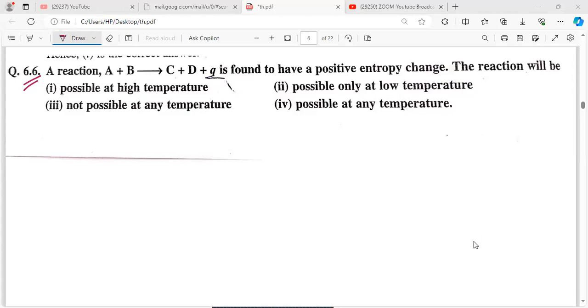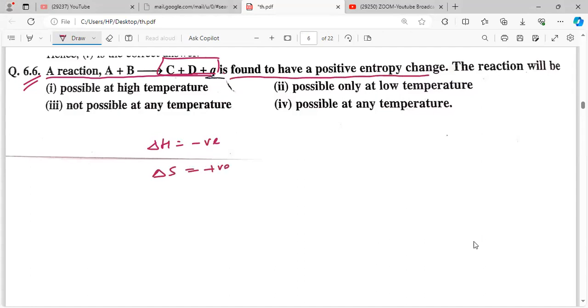A reaction A plus B giving C plus D, along with the product heat is liberating, right? Heat is liberating means delta H should be negative. Yes, sir. Exothermic is found to have positive entropy. Delta S is going to be positive. They are asking what will be the reaction: possible at high temperature only, possible at low temperature, not possible at any temperature, or possible at any temperature.